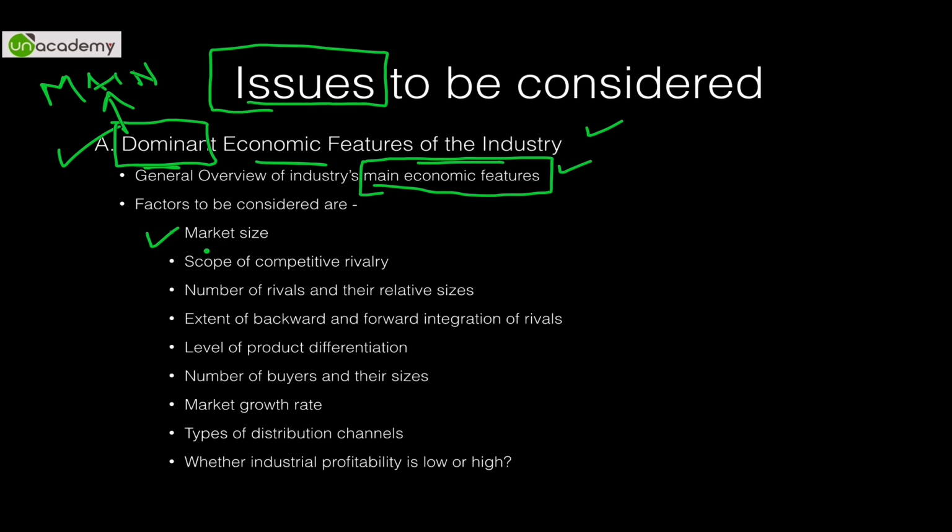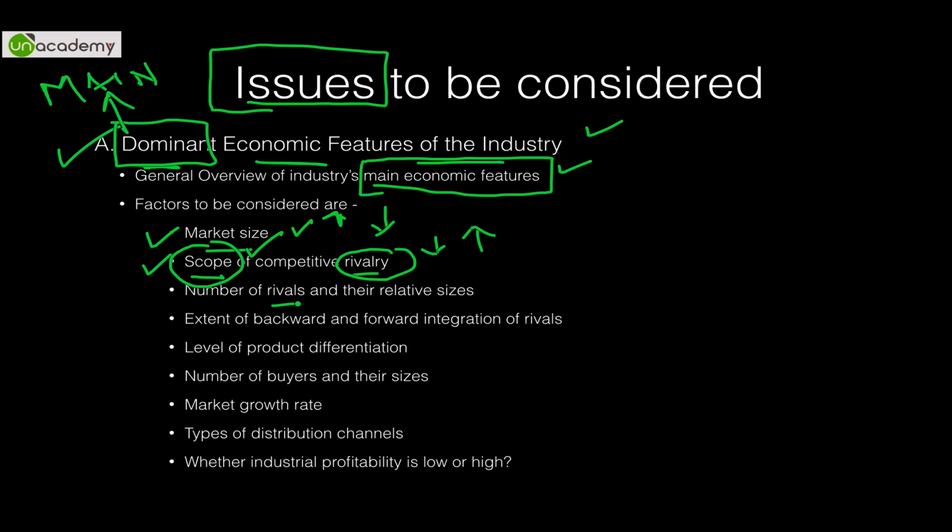Market size. What kind of market size do we have? Do we have a big market size or a small market size? Understanding this. Scope of competitive rivalry. Rivalry means dushmani. What is the scope of this kind of rivalry? How many rivals do we have? What is the competition that we are looking at? If we have a bigger market size, then we would have lesser rivalry. If we have a smaller market size, then we are looking at bigger rivalry. So, as you can see, the second point is connected with the first point.